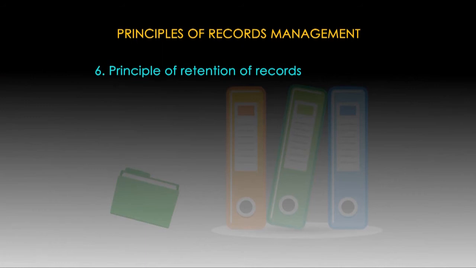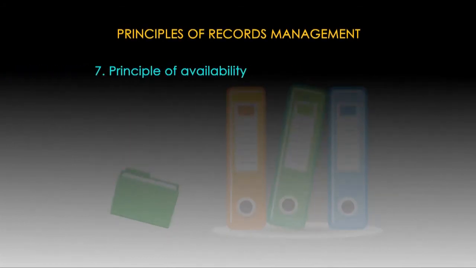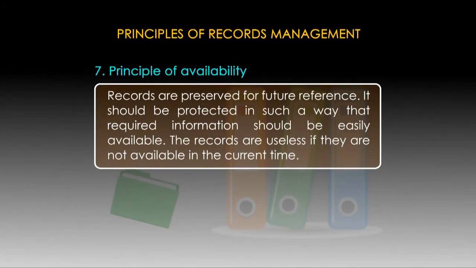Number 6, principle of retention of records. The main objective of record management is to preserve the required document for future reference. The unnecessary documents should be disposed. Therefore, according to value and importance of records, it should be preserved. Number 7, principle of availability. Records are preserved for future reference. It should be protected in such a way that required information should be easily available. The records are useless if they are not available in the current time.